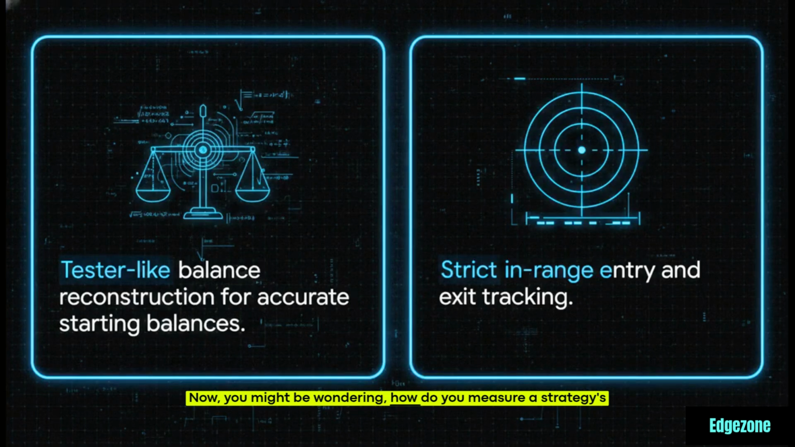Now you might be wondering, how do you measure a strategy's true return if you only started tracking it halfway through the year? Well, we solved this with a highly sophisticated GHistory logic. You basically have two options: strict in-range entry and exit tracking, or our advanced tester-like balance reconstruction. The EA dynamically subtracts balance-changing events like future deposits and withdrawals to mathematically reconstruct the exact accurate starting balance for your chosen time window, meaning your drawdown percentage will always be perfectly calibrated.